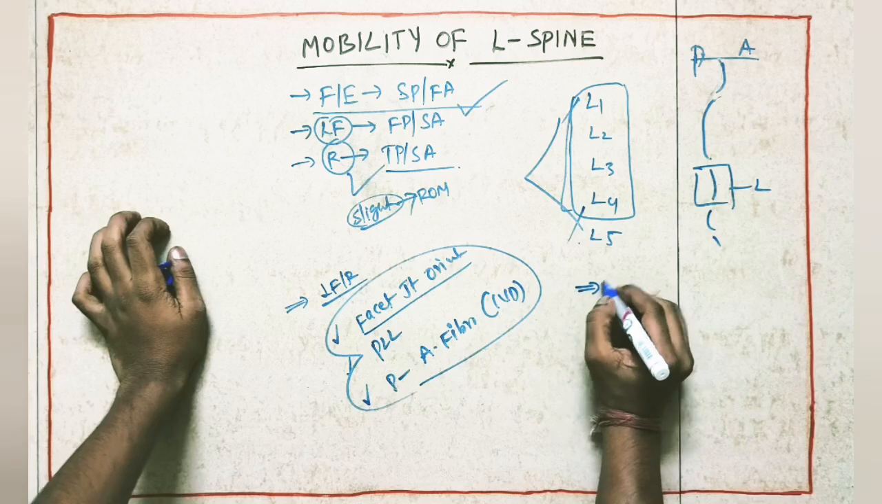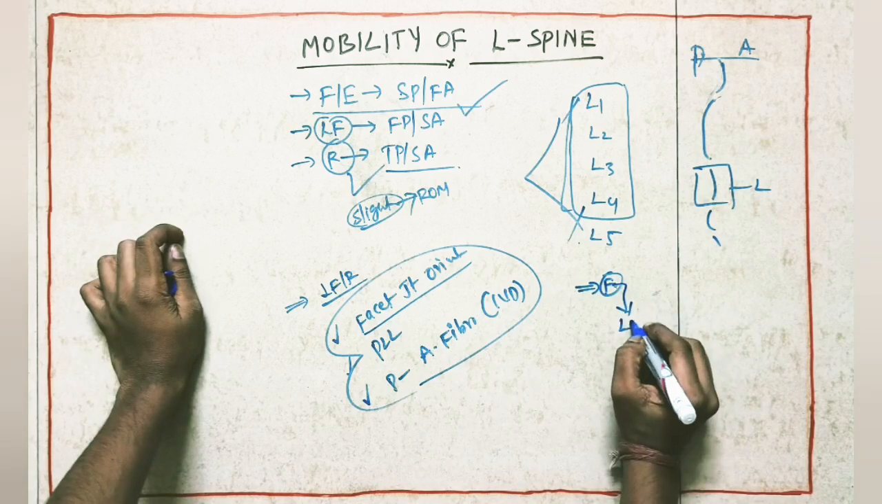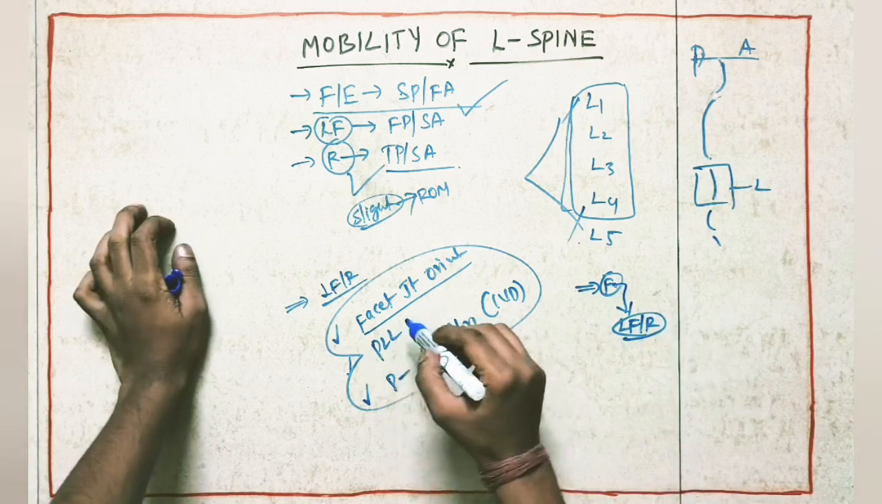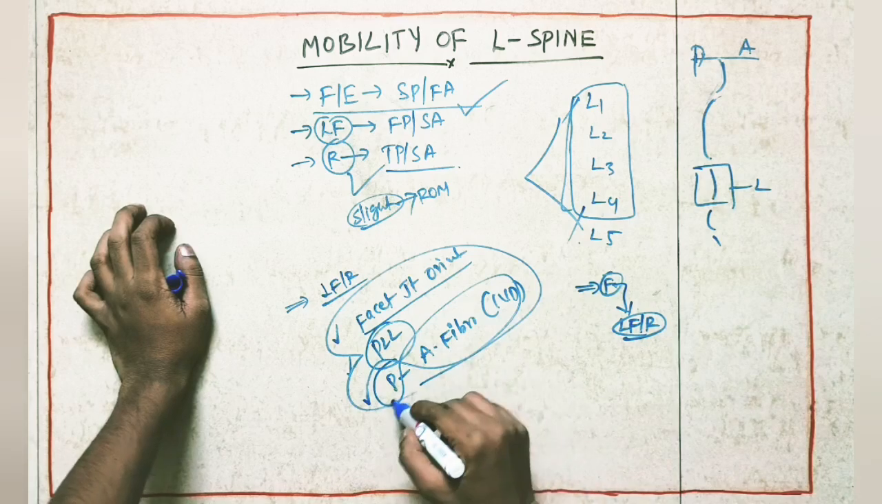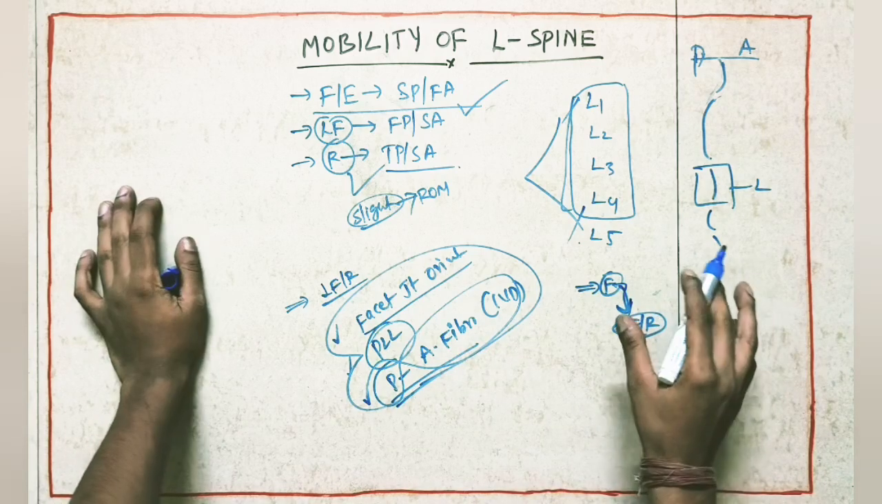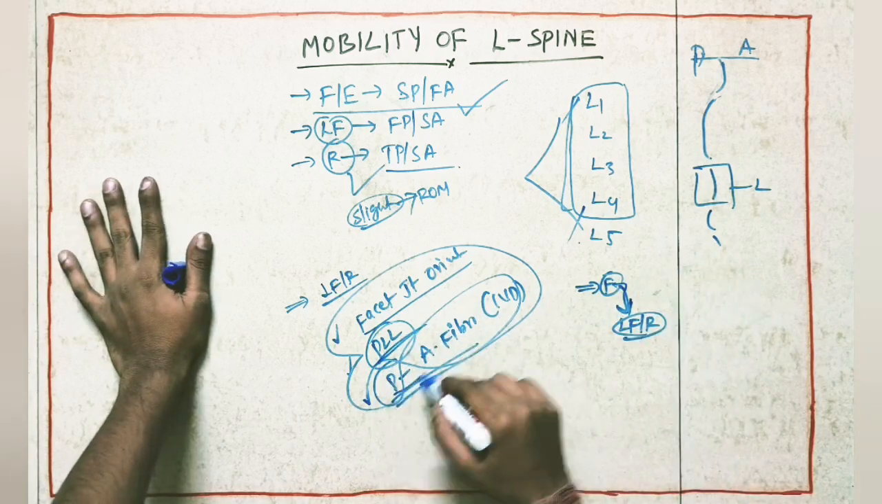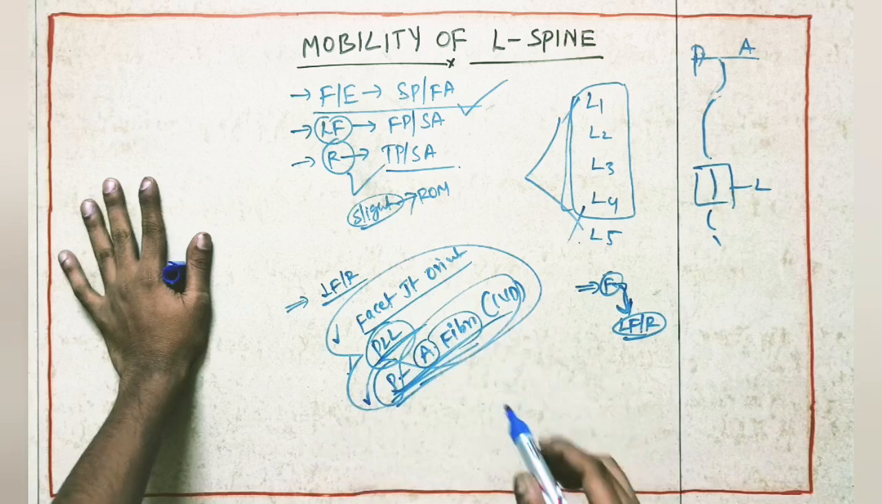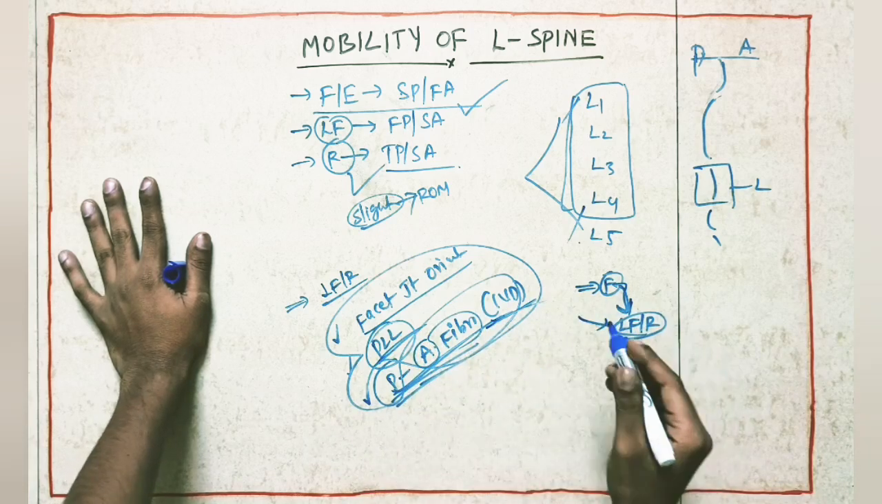Okay, the person is in flexion. If the person is in lumbar spine flexion, lateral flexion and rotation are not possible because of the posterior longitudinal ligament and posterior annulus fibrosus. So when the person is in flexion position, at that time this posterior longitudinal ligament, and at the same time the posterior annulus fibrosus of the IVD, is not going to allow lateral flexion and rotation.